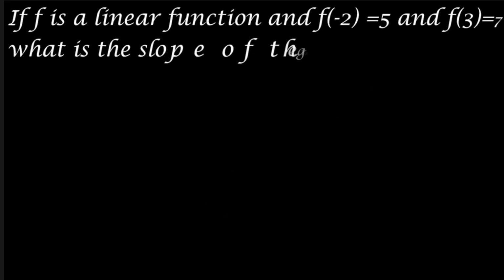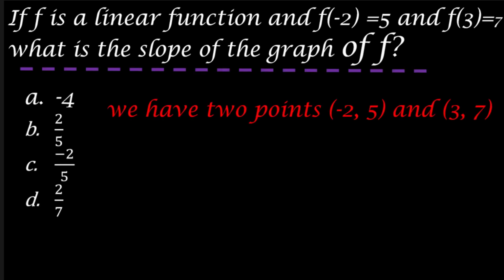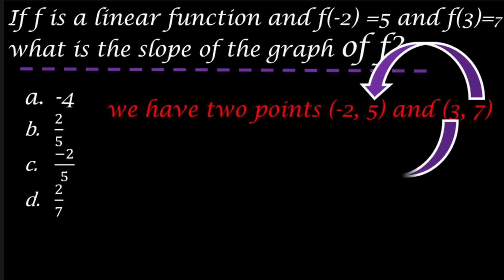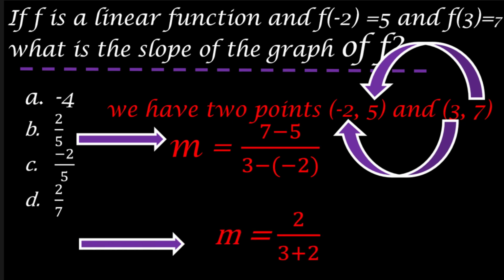Example: if f is a linear function and f of negative 2 equals 5 and f of 3 equals 7, what is the slope of the graph of f? We have now 2 points: negative 2, 5 and 3, 7. So we will apply the same rule. We have the difference of y, 7 minus 5, over 3 minus negative 2. We get m equals 7 minus 5 over 3 minus negative 2. It will be 2 over 3 plus 2, which is 5. So the slope is 2 over 5, which is positive.